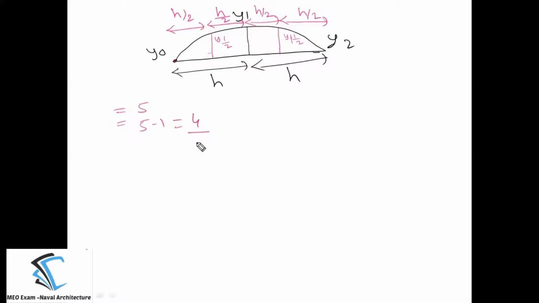4 intervals, it is completely divisible by 2. So you can use the first rule. You can use the Simpson's first rule. Now if you are using the Simpson's first rule, how to find the Simpson's multiplier in this case?